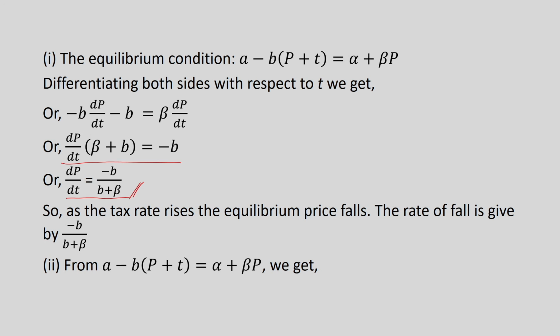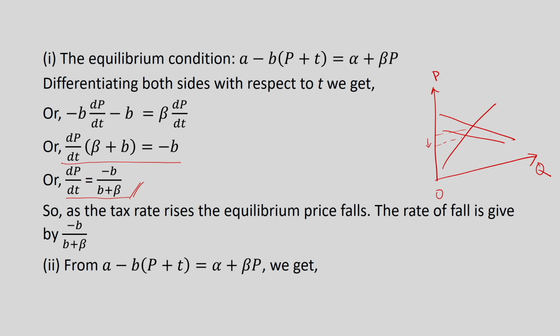Okay, you can actually imagine this in terms of a diagram, that you have this P, and suppose this is Q, and you have this supply function, this demand function. The demand function is shifting downwards as the T is rising, and therefore, the equilibrium price is declining. So, that is it.